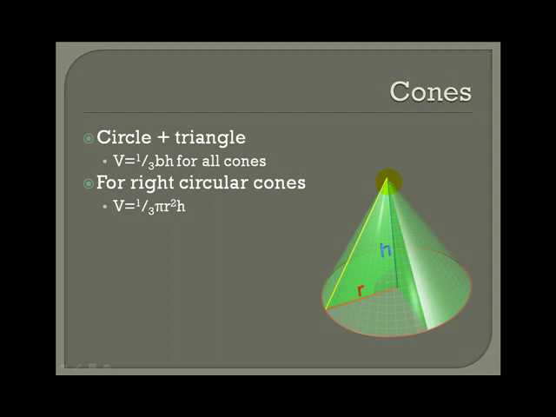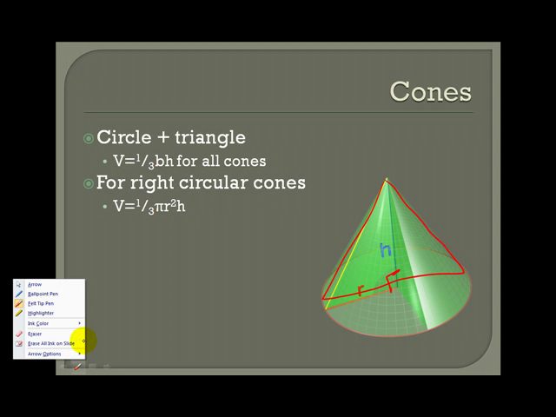Three-dimensional shapes. Cones are essentially a triangle. You see the triangle right here with a circle. Volume for a cone is 1/3 times base times height for all cones. It doesn't matter whether they're right cones or not. But what we're going to run across most in the environmental field are right circular cones, which is what you see here. This is a right angle.